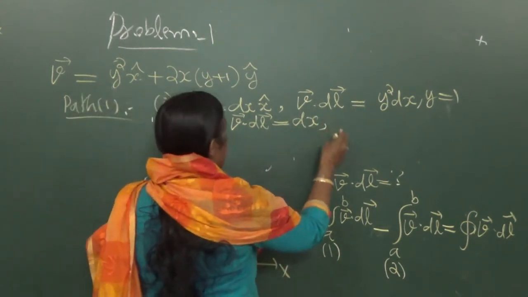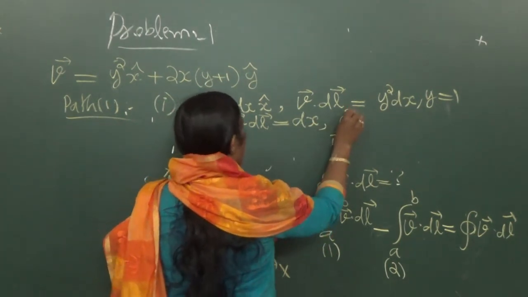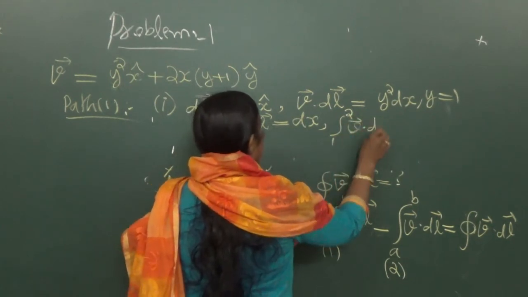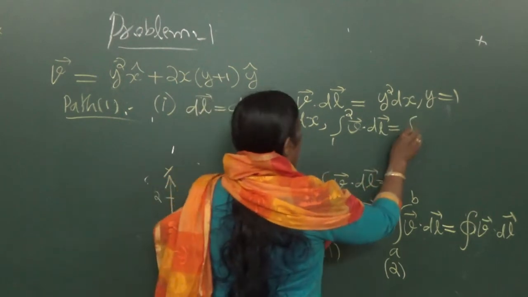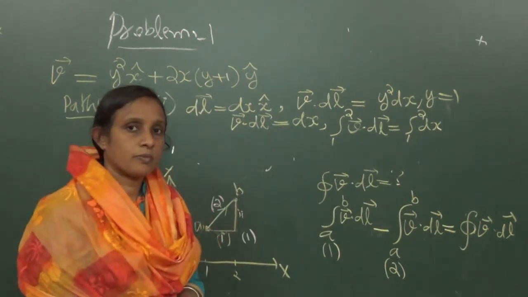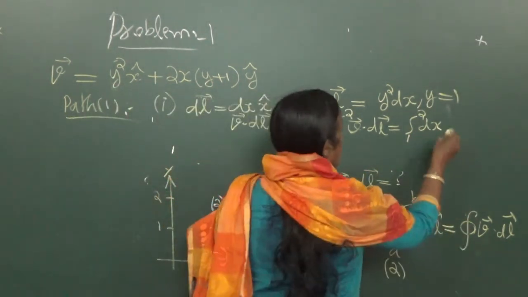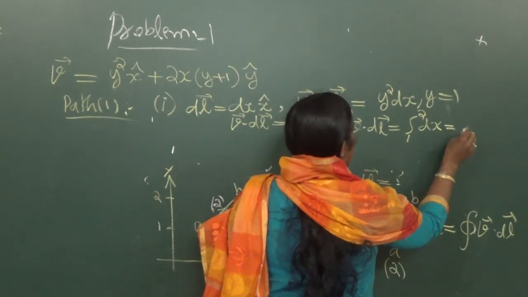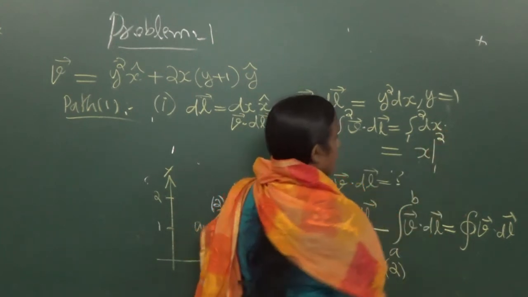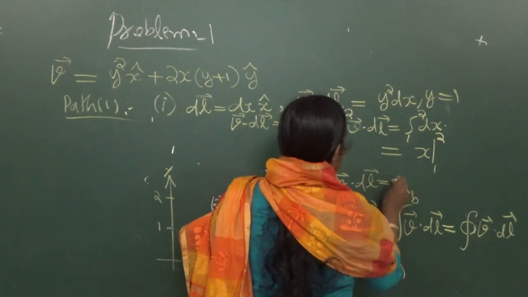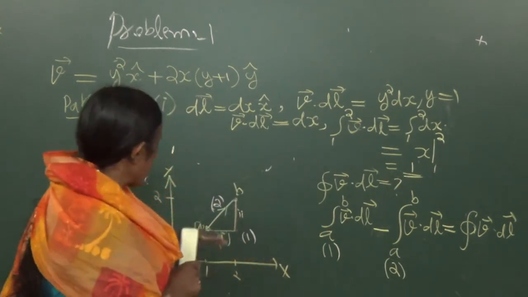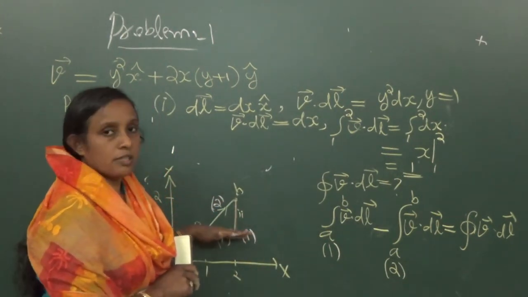So now we can integrate this one. Integral 1 to 2 of v dot dl. This is equal to integral 1 to 2 dx. If you integrate this, you get x from 1 to 2. That means this is equal to 1. So integration along this horizontal line gives 1.